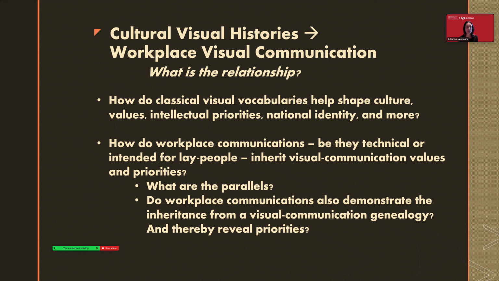Okay, but I want to do the last part of the agenda for this presentation first, which is talking about cultural visual histories as they connect to workplace visual communication. So what is the relationship? Classical visual vocabularies help shape our culture. Values, intellectual priorities, national identity, and more all come into play in the way that we use images, things that are very abstract, like symbols, and things that are very concrete, that are icons that represent something significant to our country, like the red, white, and blue flag icon or the emoji. It's been used both to enforce and to destabilize certain messages. Sometimes it's used earnestly, sometimes it's used ironically.